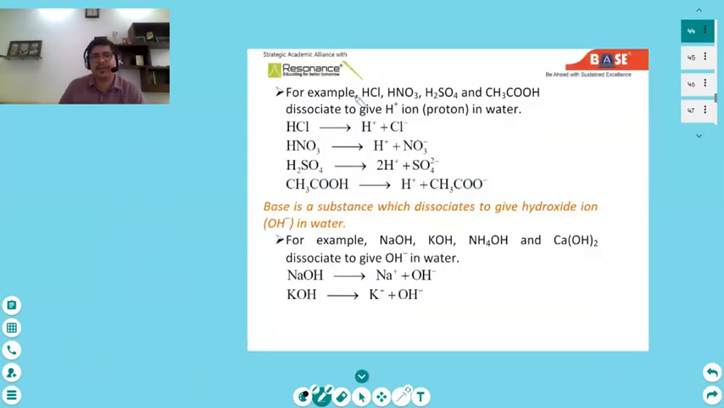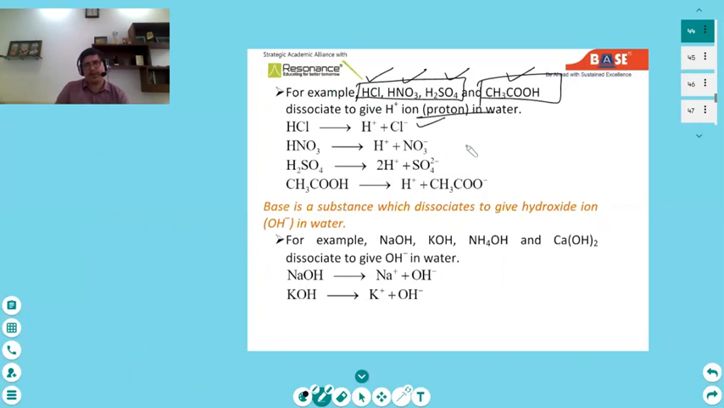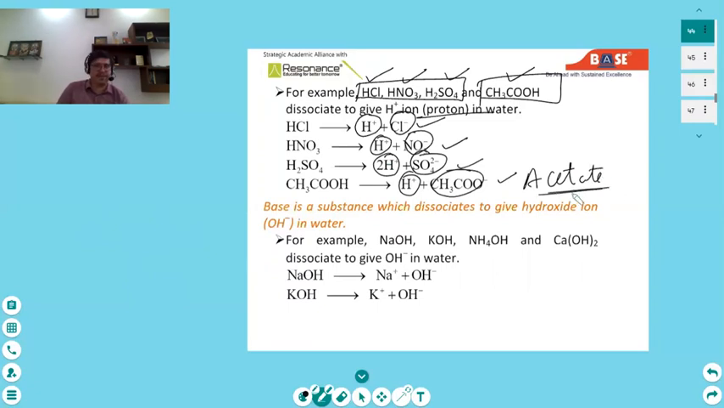Good. Next is, for example, when I take acids like HCl, nitric acid, sulfuric acid, and acetic acid, which is an organic acid. These three are mineral acids because carbon is not present there. So they dissociate into H plus ion, which is also known as proton, in water. The thing which I have shown you before is exactly here. So proton and chloride ion, proton and nitrate ion, proton and sulfate ion, proton and acetate ion. The last one is called acetate ion, from acetic acid.